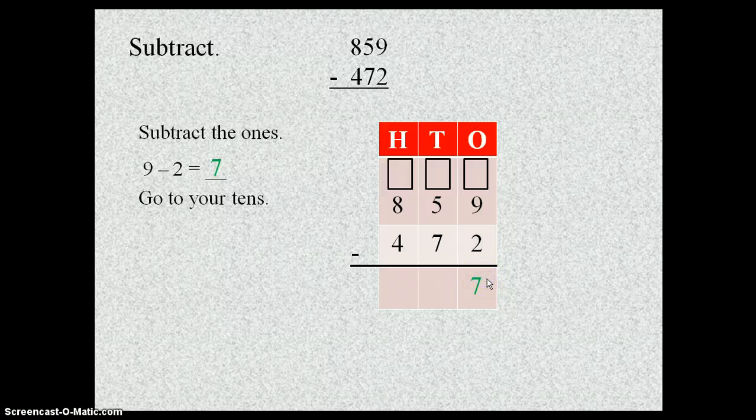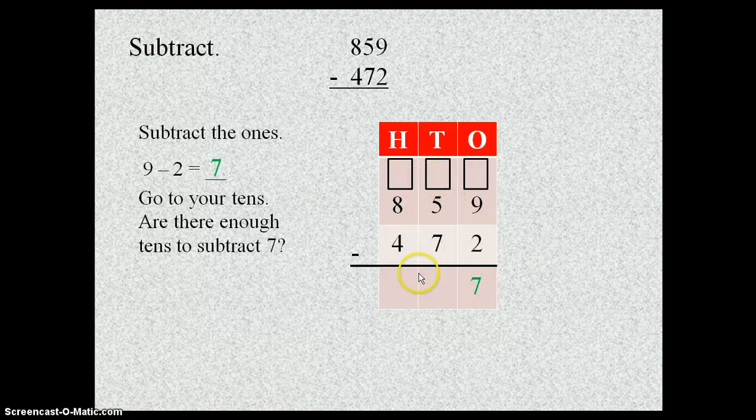Now I have to think about my tens place. I have 5 tens and they want to take 7 tens. Are there enough to subtract 7? Well, I have 5 and they want to take away 7. That's not enough, so my answer should be no, so should yours. So what do I have to do? Decompose 100 as 10 tens.